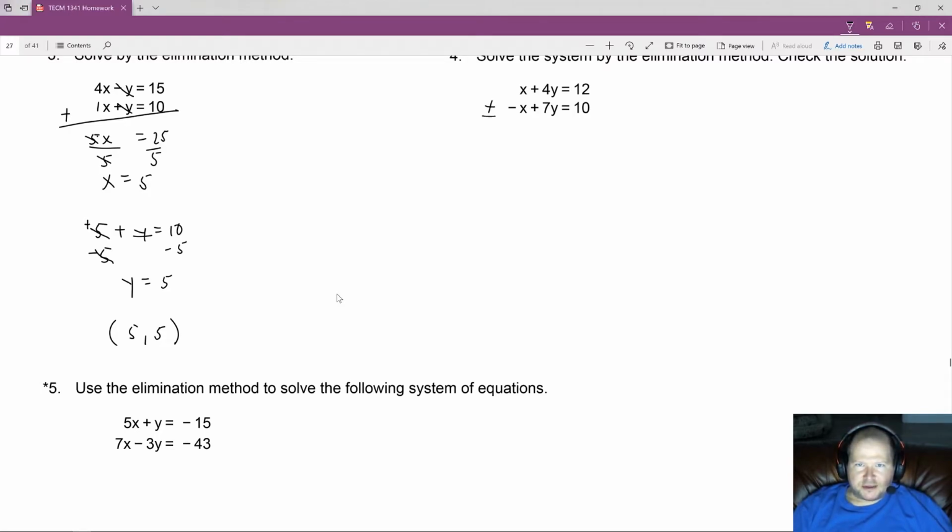So we add these two together. This is already set up for us. We have a positive and a negative x. When we add those together, they will cancel out. We have 4y plus 7y, which gives us 11y. We have 12 plus 10, which gives me 22.